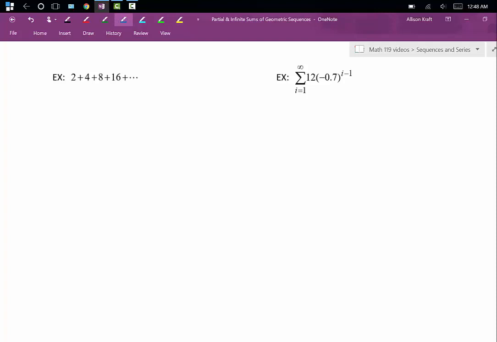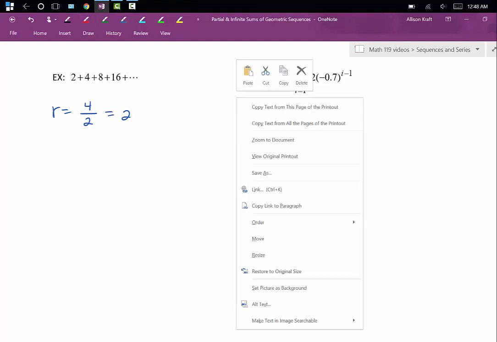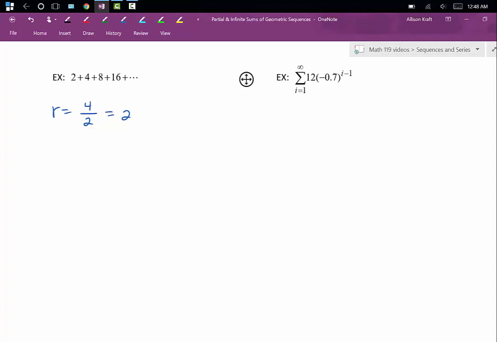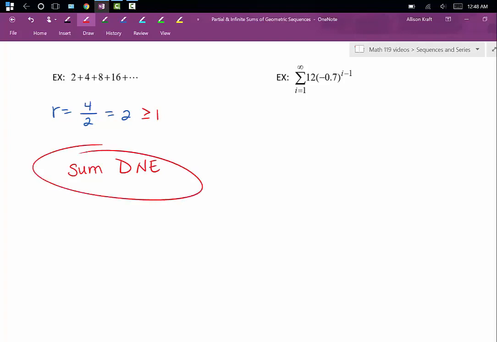Next one, let's see if we can find the sum of the series 2 plus 4 plus 8 plus 16. We start by finding our common ratio. We take our second term and divide it by our first term. That's going to give us 2. This is greater than 1. Since this here is greater than or equal to 1, that tells me that the sum does not exist. No work to do here because the sum doesn't exist.